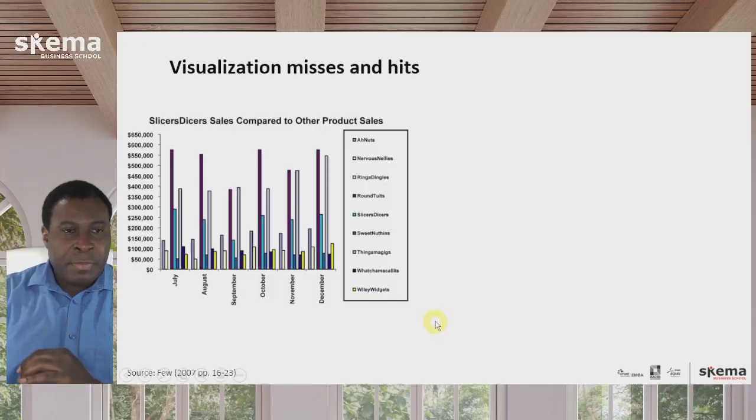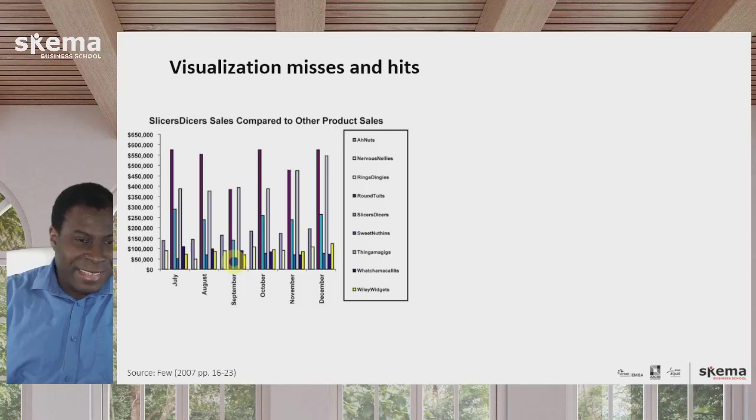Here's one more example. So here we have lots of different products, and these are not real products, but we're interested in slicer dicer sales compared to other product sales. It's a great title, it makes it very clear, well labeled. But okay, we want to compare slicer dicer sales compared to other products. Okay, well, this is a lot of information, and it's hard to actually do what the title says we're trying to do.